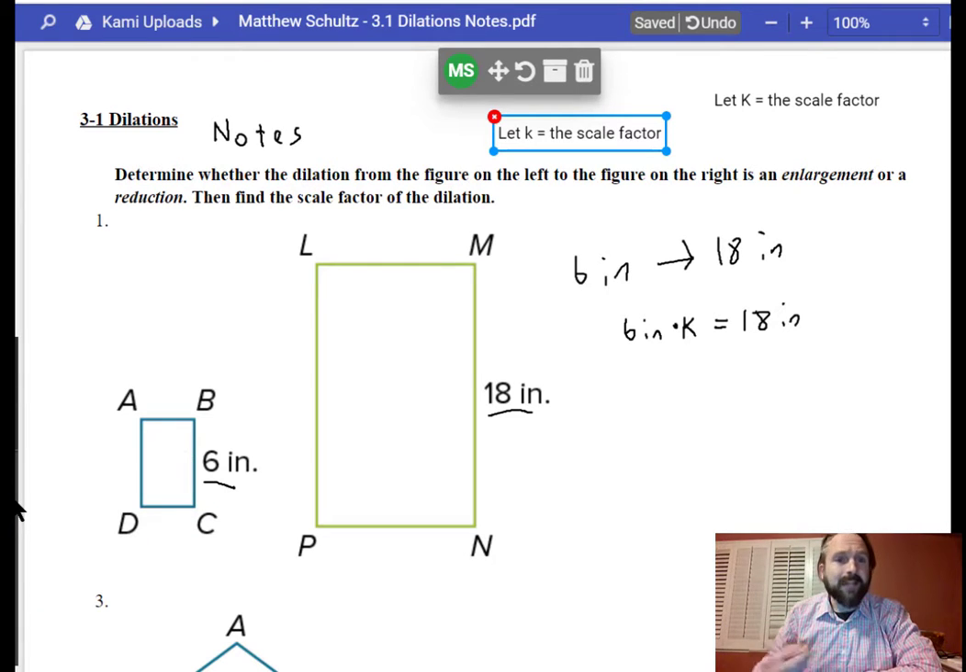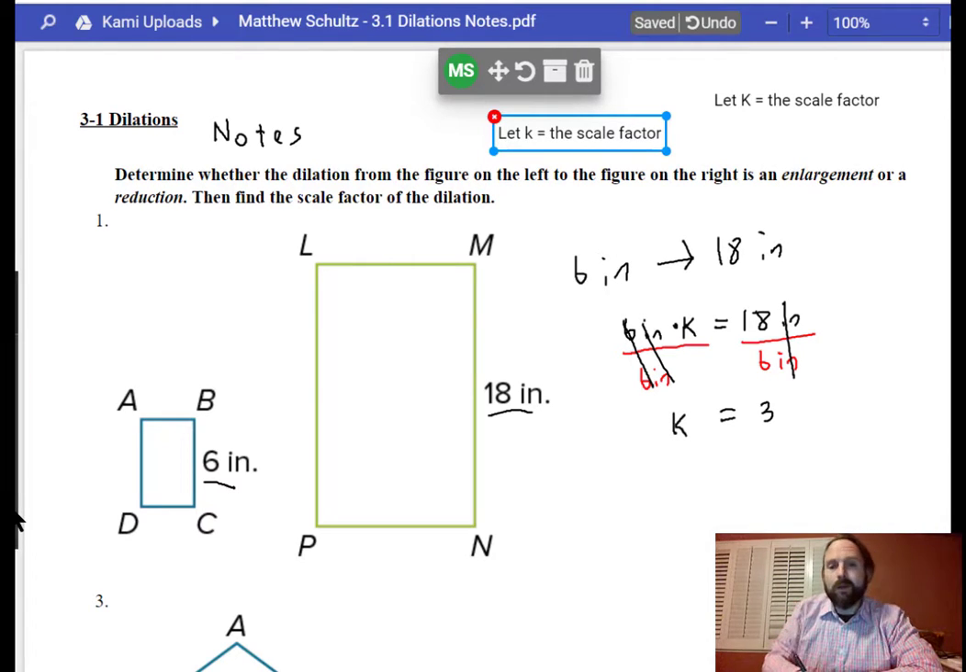So what's the opposite of times 6? Divide by 6. But what's the opposite of times 6 inches? It's going to be divide by 6 inches. So we have to make sure that we divide by 6 inches on both sides. After we do that, we'll cancel out the left and only deal with the right. Inches divided by inches cancels out, and 18 divided by 6 is 3. So the scale factor is going to be 3.